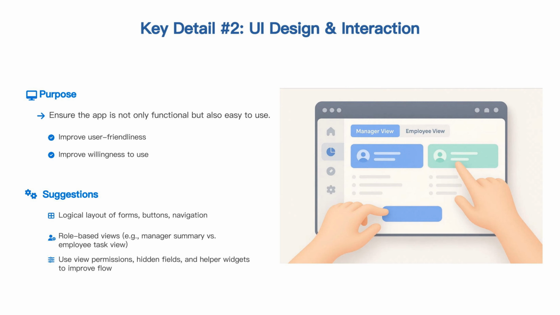A good application must not only be feature-rich, but also user-friendly and easy to use. So interface design and user experience are equally critical. For example, forms, buttons, and navigation elements should be arranged logically. Different views should be customized for different roles, allowing managers to see comprehensive information while employees see task information relevant to their roles. Additionally, hiding rarely used fields and using auxiliary controls appropriately can also make operations smoother.